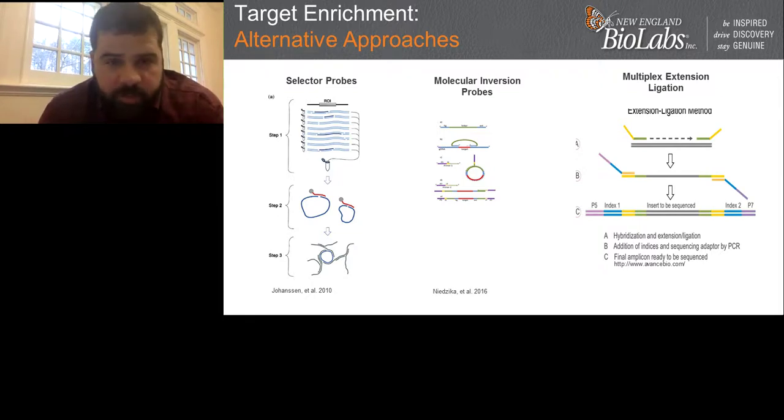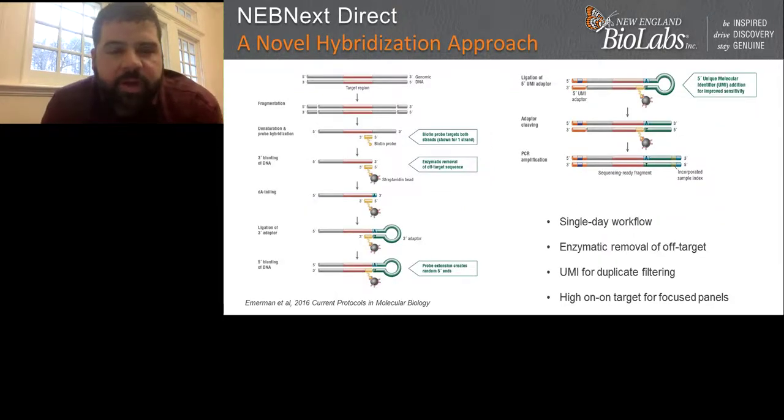So as a product marketing manager, I am responsible for a product that fits into this space. This is NEBNext Direct. This is a hybridization-based approach. So it's a little bit different in the sense that typically you make a DNA library and then do your enrichment. In this case, we enrich directly off of the genomic DNA. So we do the enrichment first and then take that enriched material and convert that into a next generation sequencing library through a series of enzymatic modifications.